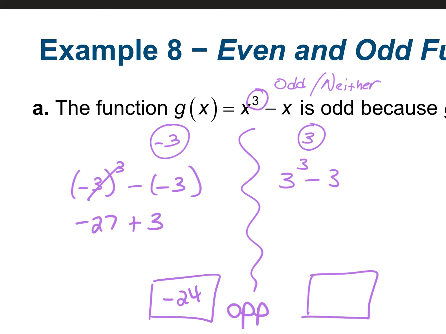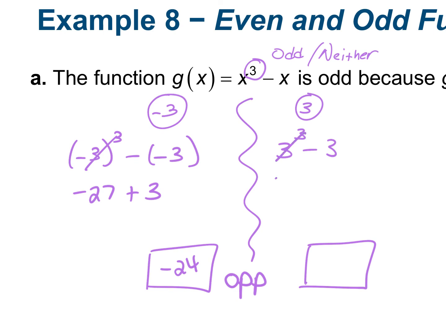Now I'm going to go over here and use positive. So 3 cubed is 27, minus 3 is 24. When you use 2, what'd you get? 6. When you use 4, what'd you get? 12.